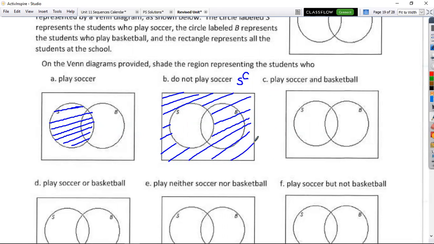All right, soccer and basketball. Where does that go? In the middle. Yep. This is your intersection. So this is soccer and basketball. Intersection.